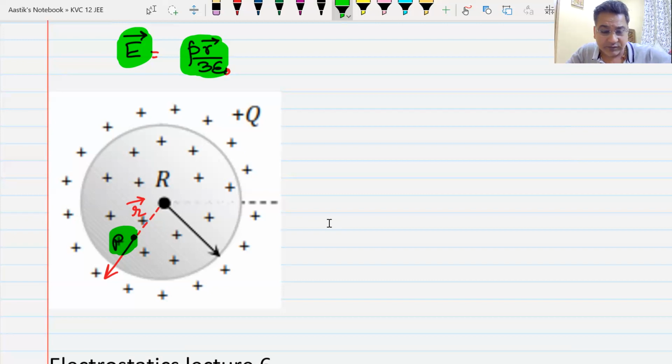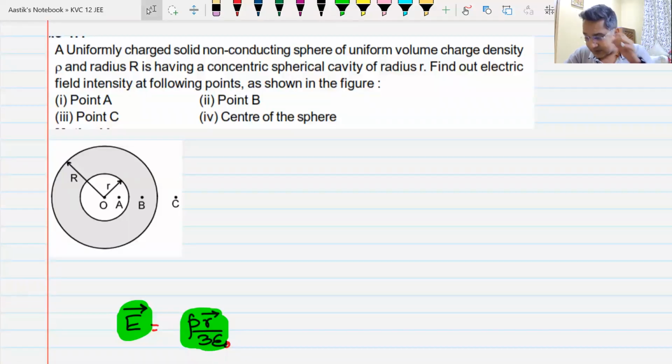Now, how do you solve this problem? I told you beforehand that whenever such a problem comes, I always solve it by the concept of negative mass. Here it is negative charge. The same question can be asked in gravitation, where they ask you the gravitational field.